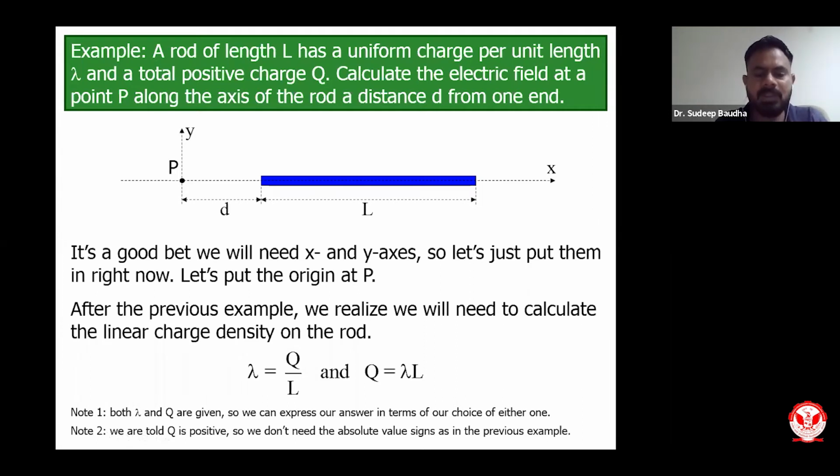We are told Q is positive, as you can see, so we don't need the absolute value sign as in the previous example. These are the two things to be noted when doing this type of problem. Since the charge is positive, the absolute value sign is not needed. And lambda and Q are already defined, so I will not define them during the derivation. This was all about the geometry and the various terms used.